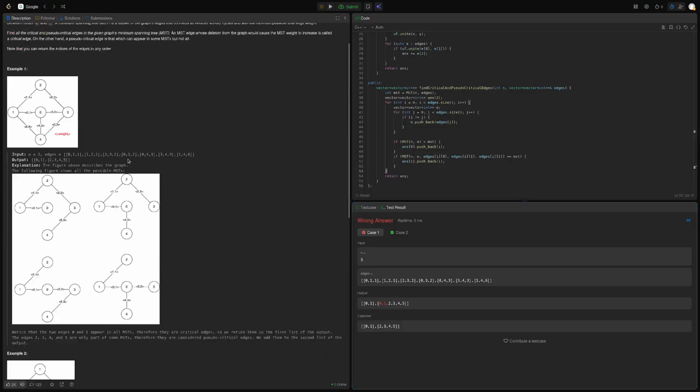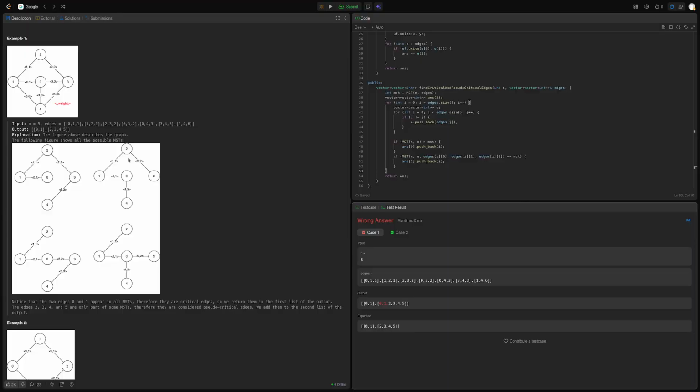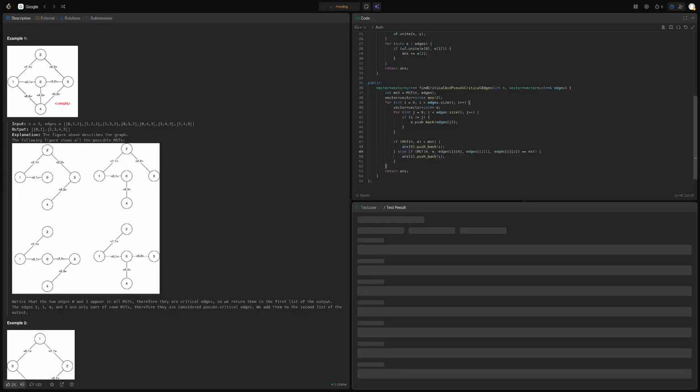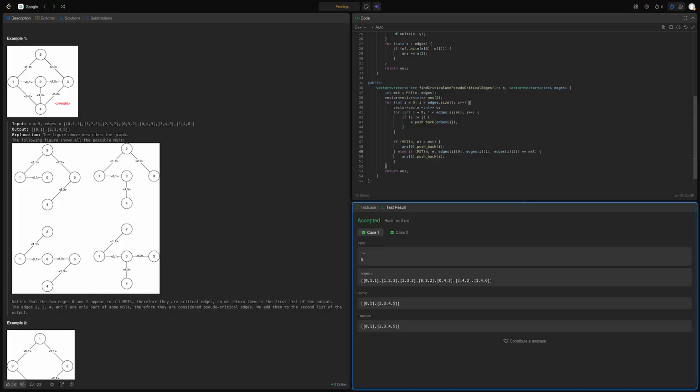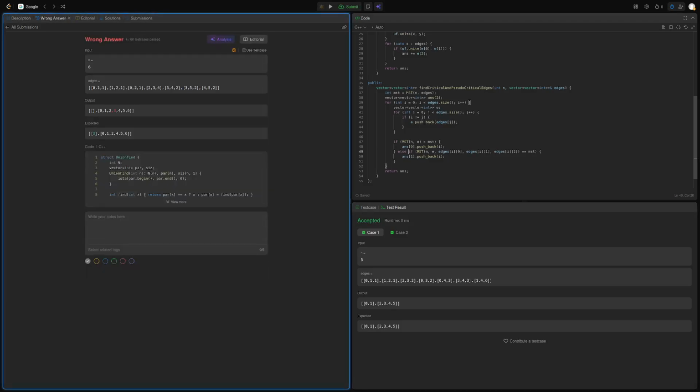Okay, it didn't work in case 1. Interesting. So all possible MSTs. Maybe like this. Okay, that works. Oh, sheesh. Okay, well, 4 out of 66 is not great. That's not great, my brother.